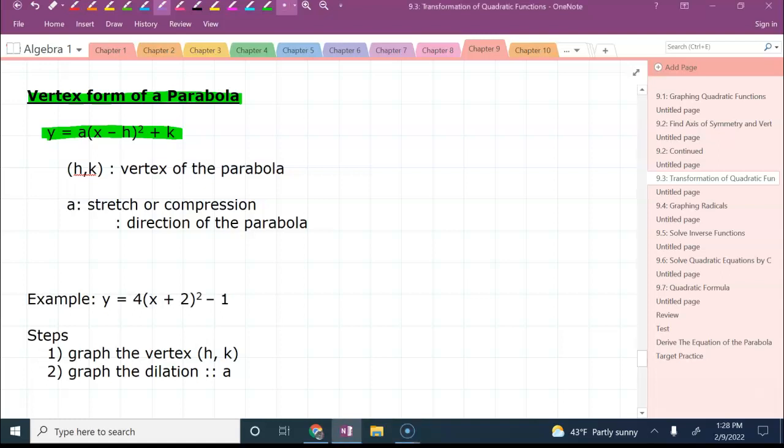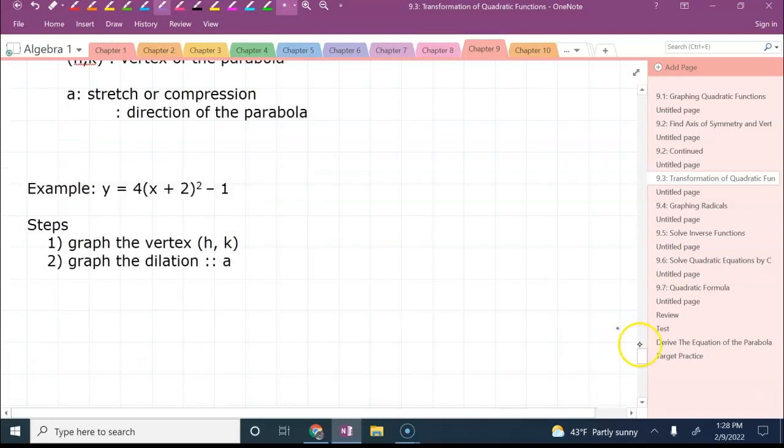So for this first one, I have y equals 4 times (x plus 2) squared minus 1. So I need to pull a couple of things. First thing would be my vertex, so my H, K. So remember, 4 is in the A spot, 2 is in the H, that -1 is in the K. When I pull H, I need to pull the opposite sign. So I need to pull -2, and then pull -1 for my K. And A is going to be your 4.